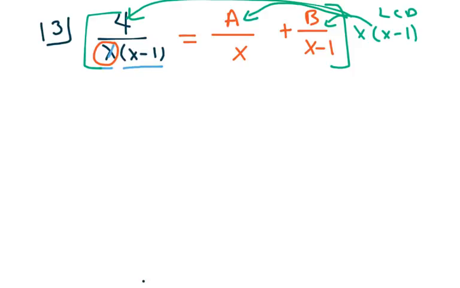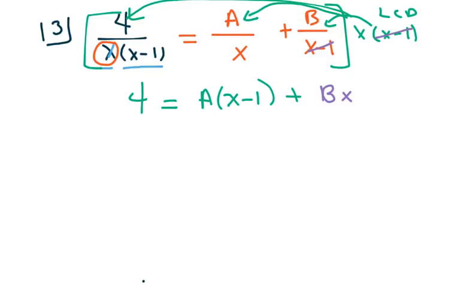So when you multiply it by the 4 over x times x minus 1, it cancels and you just get 4. When you multiply it by a over x, you're just going to get a times x minus 1. And when you multiply it by b, this part will cancel and you're just left with x. So you have bx. Now keep in mind we're trying to solve for b and a.